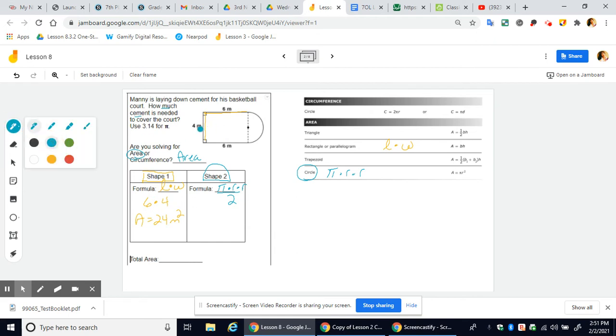So what relationship does this side of the rectangle have to this part of the square since they share it? Well, again, I can see that this is the diameter of the circle. So my diameter here is equal to 4. So what is half of my diameter? Well, that would be my radius, which would equal 2. And that's what I'm going to need for my formula. So I would substitute 3.14 times 2 times 2 divided by 2.